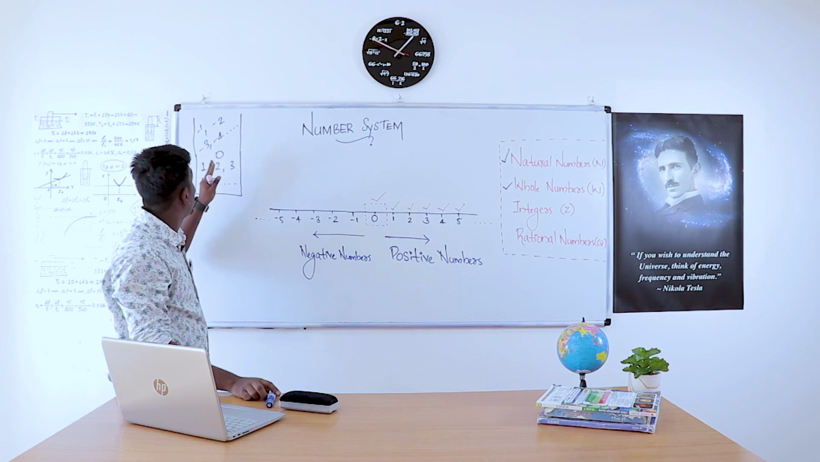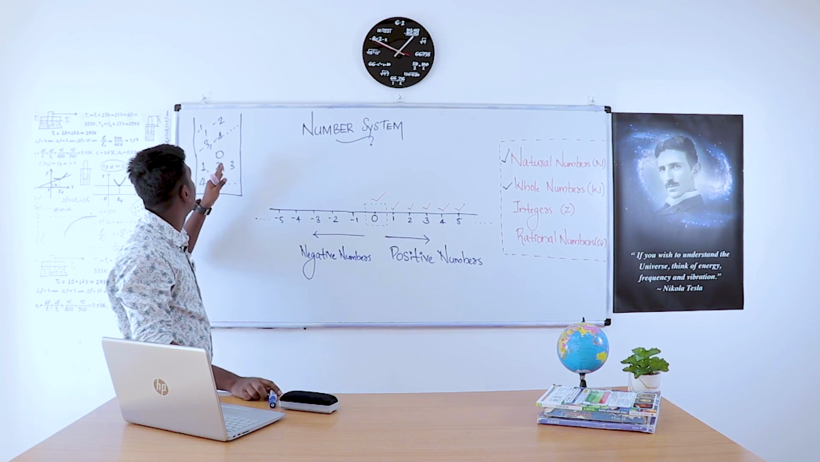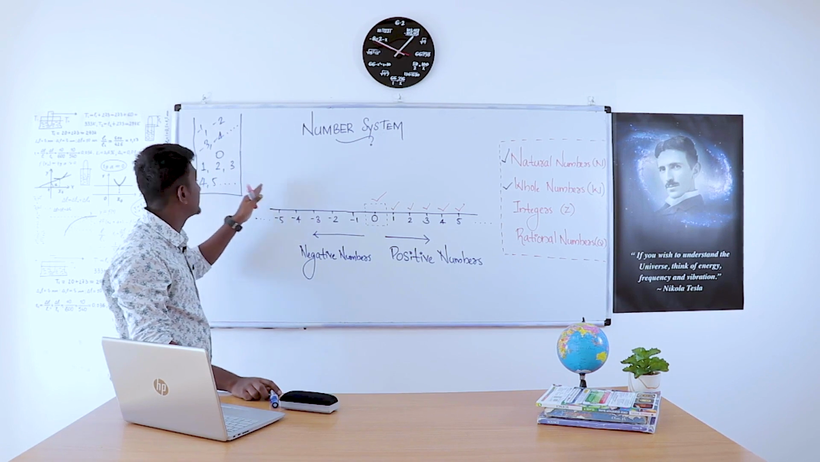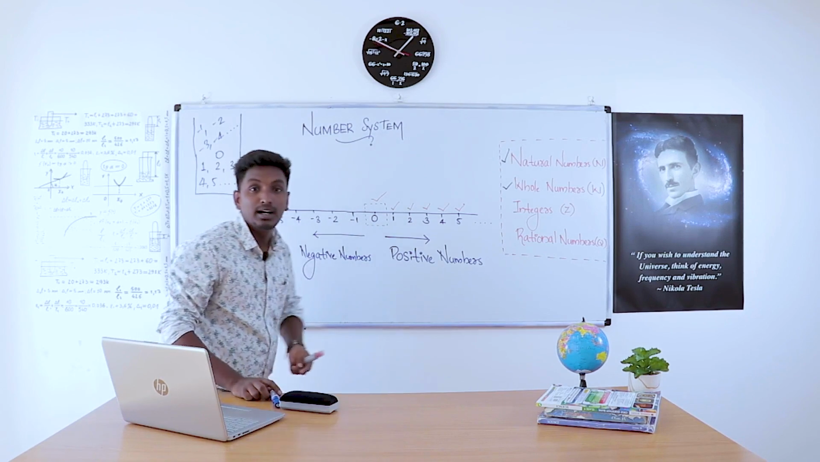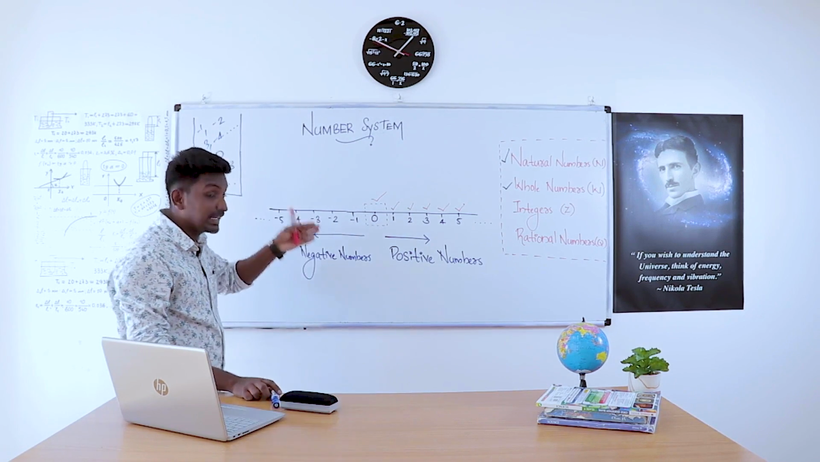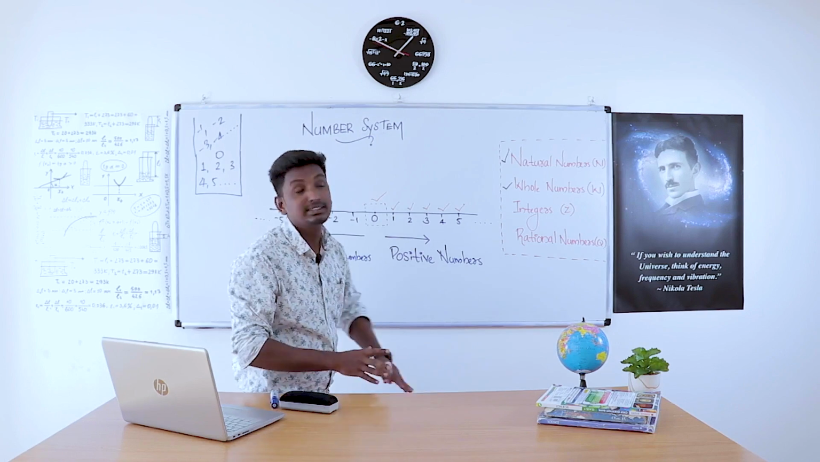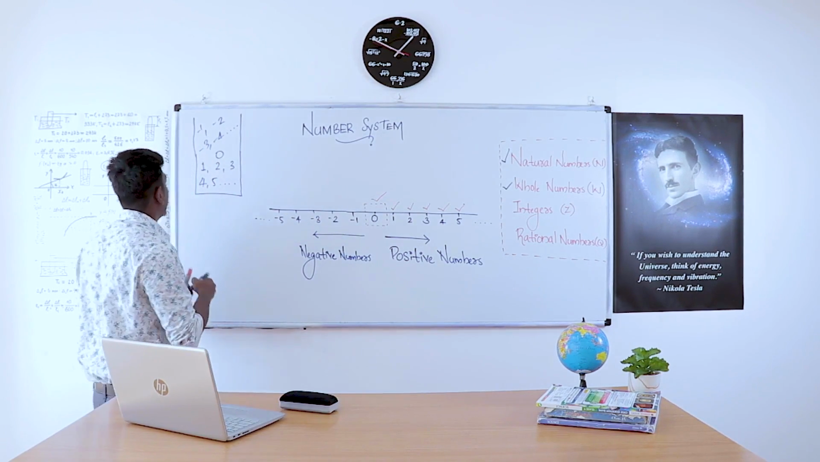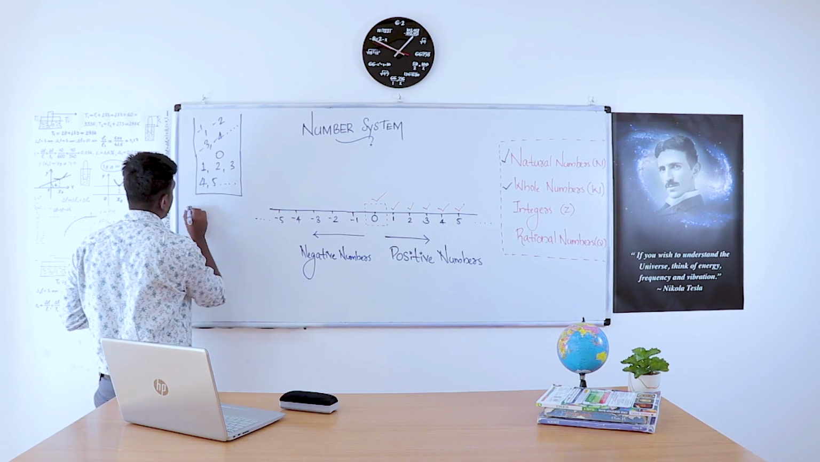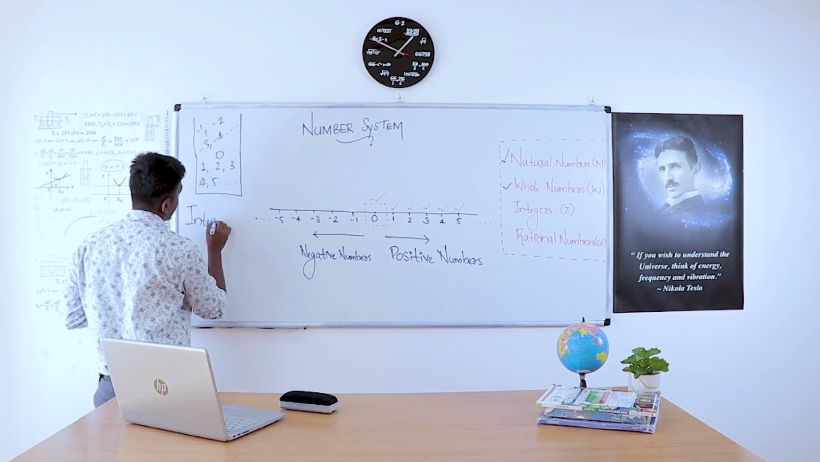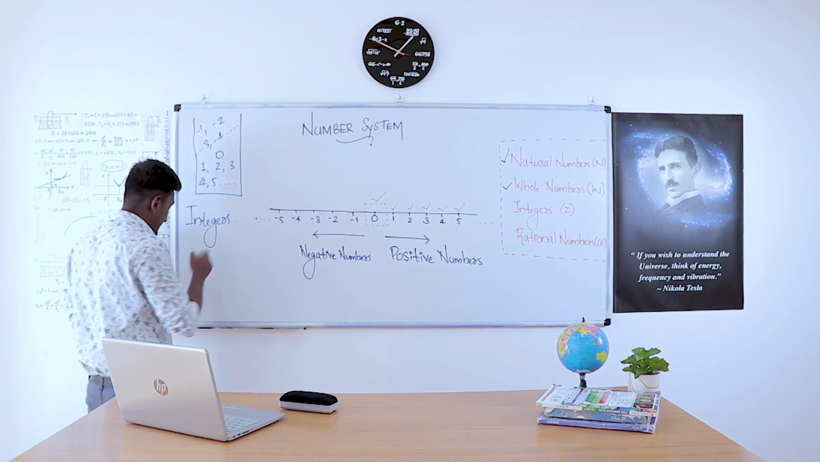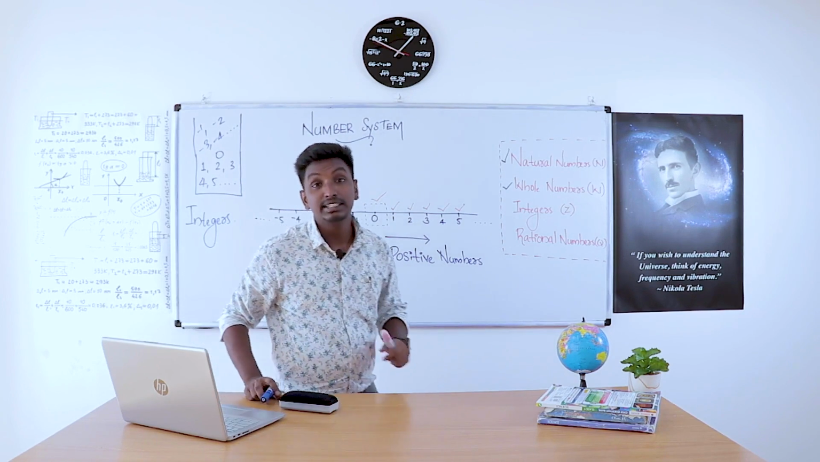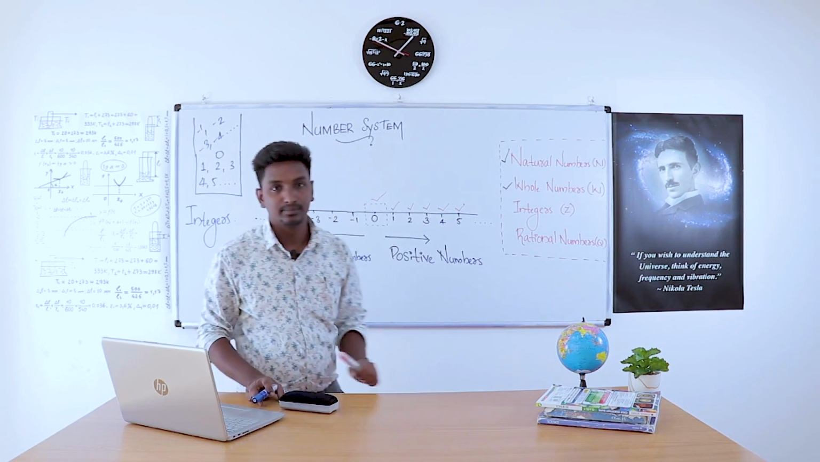Now this bag consists of -1, -2, -3, -4, etc. up to negative infinity, 1, 2, 3, 4, 5, etc. up to positive infinity, and 0. That means negative numbers, positive numbers and 0 are there in this bag. Then these numbers together are called integers. That is, positive numbers, negative numbers and 0 together are called integers.